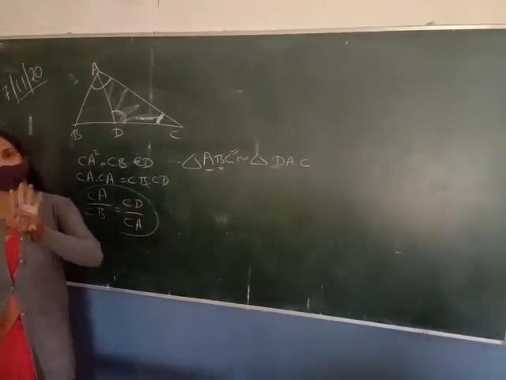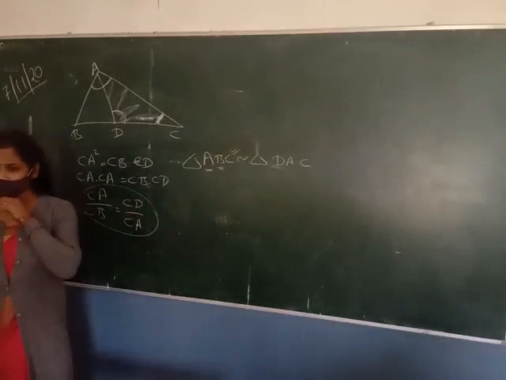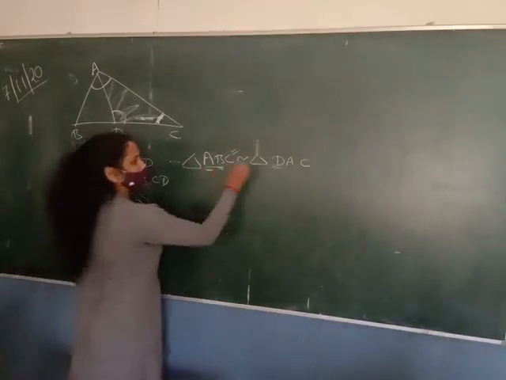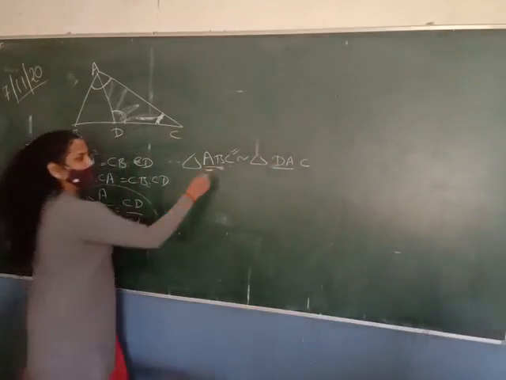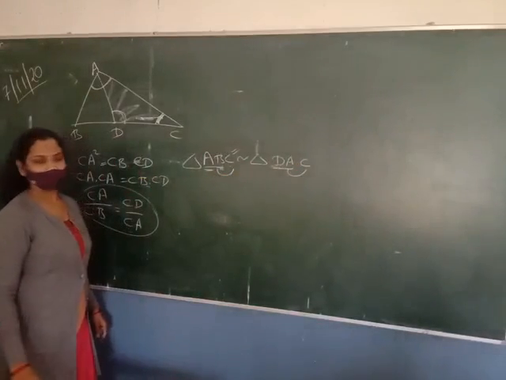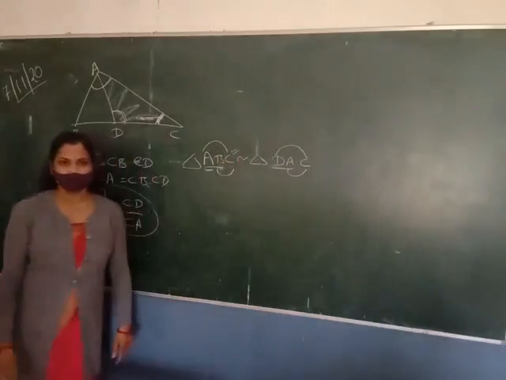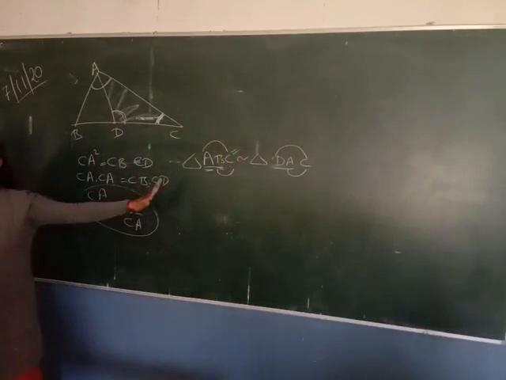If you are writing the correct sequence, it is very easy to write the ratios of the sides. So what should be the ratio? AB upon DA, BC upon AC, AC upon DC. So if you are writing the correct sequence, it is very easy to write the ratios of the sides. Is it clear?